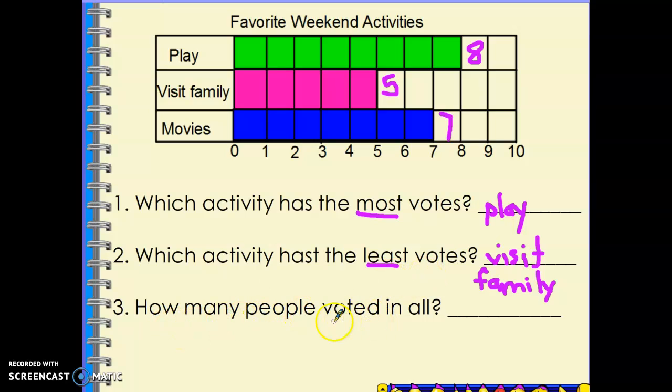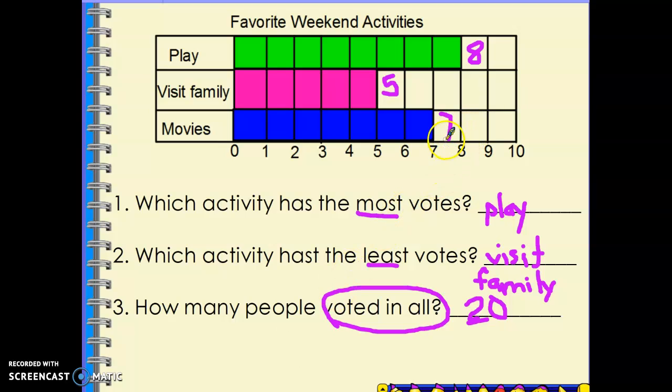How many people voted in all? So now we need to count the number of votes. There's 8, 5, and 7. We can add up those 3 numbers, or we can just count them. Okay, so 8, 9, 10, 11, 12, 13, 14, 15, 16, 17, 18, 19, 20. So how many people voted in all? 20 people voted in all.